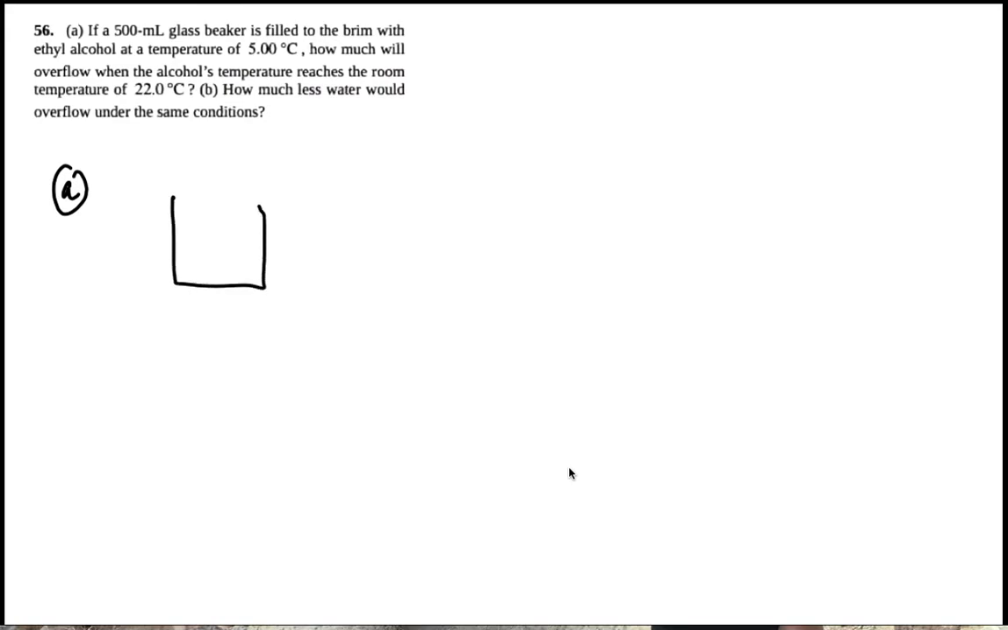So the beaker is filled with ethyl alcohol, and when the temperature rises, we are assuming that the glass doesn't expand much, and all the expansion happens mostly to the ethyl alcohol. All right, so the volume expansion, and this is the change in volume of the alcohol, is beta times original volume times rise in temperature.